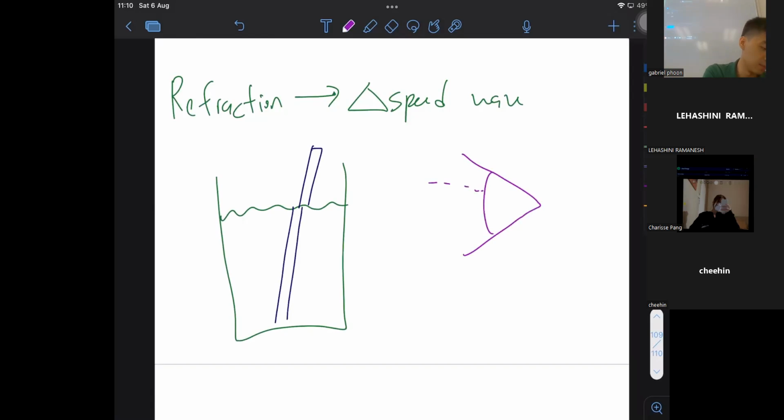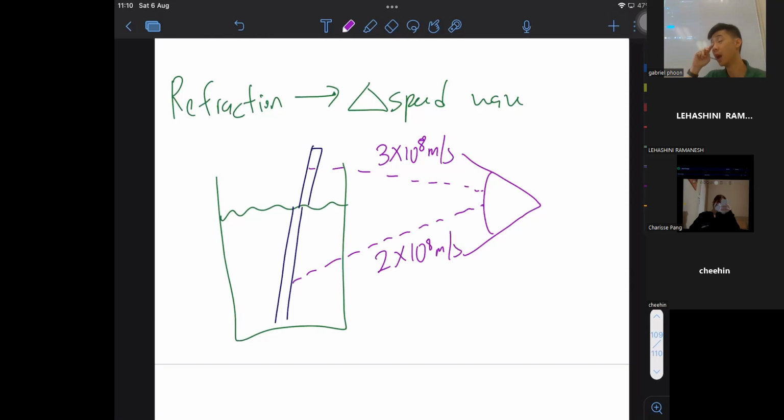Imagine this is your eye. If I look at the image here, the light is traveling in air, and in air the speed of light is 3 × 10⁸ meters per second. But when the light enters the water, because it's a denser medium, the light is going to slow down, maybe to 2 × 10⁸ meters per second. And due to this change in speed of light, refraction occurs.